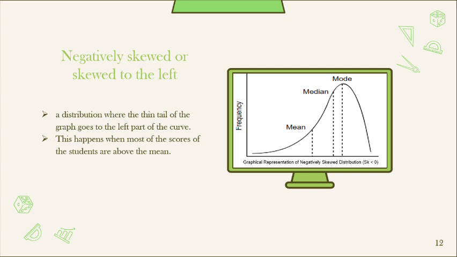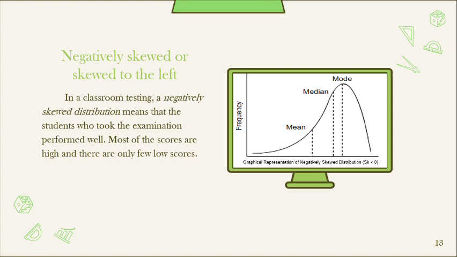So, anong ibig sabihin nito? So, for example, in a classroom testing, a negatively skewed distribution means that the student who took the examination performed well. Most of the scores are high and there are only few low scores. Kasi, di ba dito sa graph, di ba yung mode, yan yung may pinakamataas na score. And yung median is yung middle score. So, di ba mapapansin nyo, mas madami yung nakakuha ng mataas na score kasi nasa positive side siya.